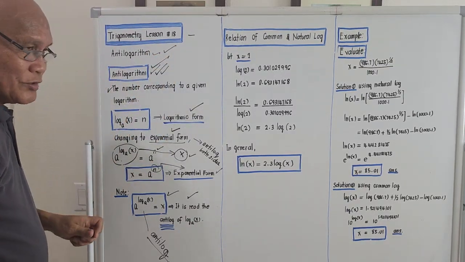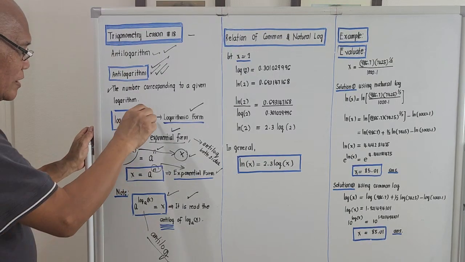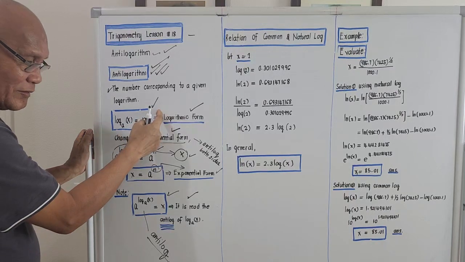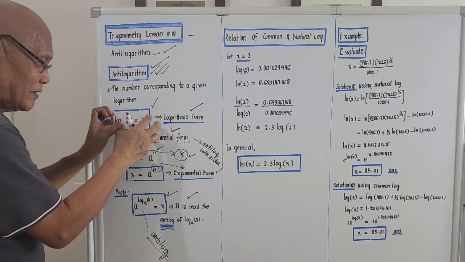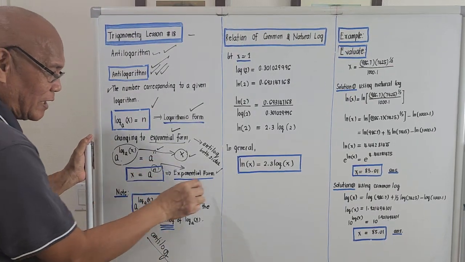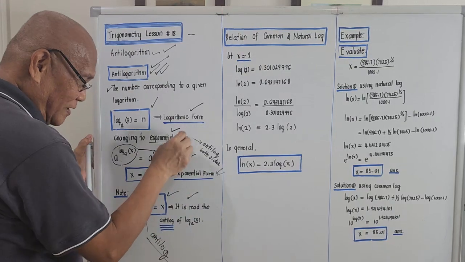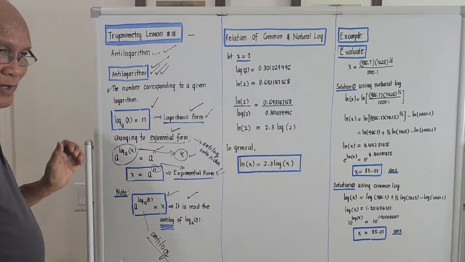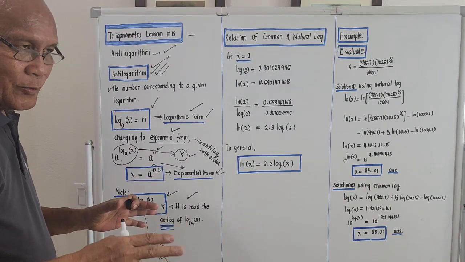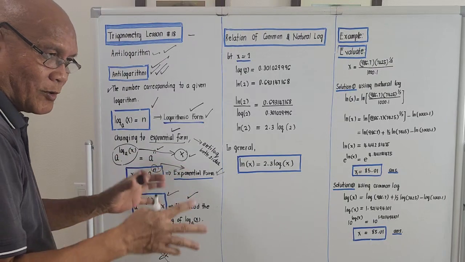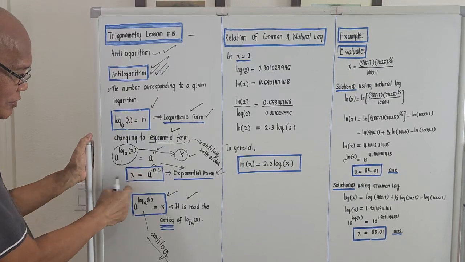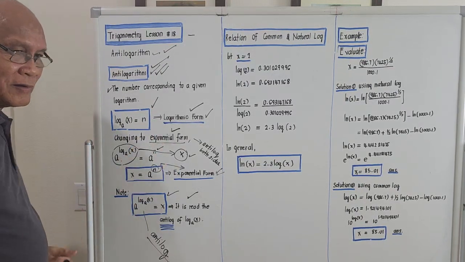So in general now, try to memorize this one. The logarithm of x with the base of a is equal to n. If we try to take the antilog of this one, what will come out will be x equal to e raised to n, and this is actually an exponential form. Originally, it was a logarithmic form. So when we are talking antilogarithm, we are only changing the given logarithmic form to its exponential equivalent. That is, the equivalent of this will be x equal to e raised to n. That's antilog.